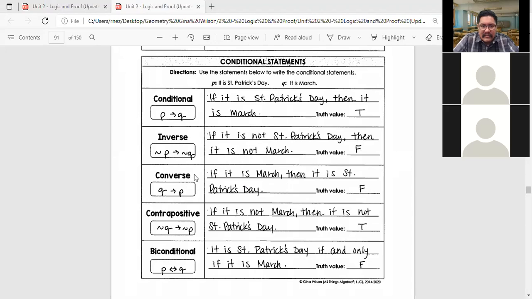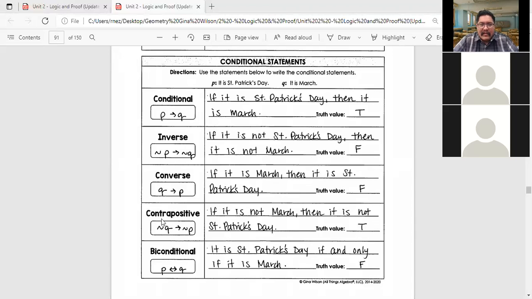All right, converse. So converse, remember, this is reversing it. So Q implies P now. So if it is March, then it is St. Patrick's Day. Again, the same one as the one above it. So some of these flow in different directions. Some of them are reversible, some of them aren't. Some of them can have the not added to both of them and it still works out. But in this case, it still doesn't work. So if it is March, then it is St. Patrick's Day, false, because there are still 30 other days that are not St. Patrick's Day.